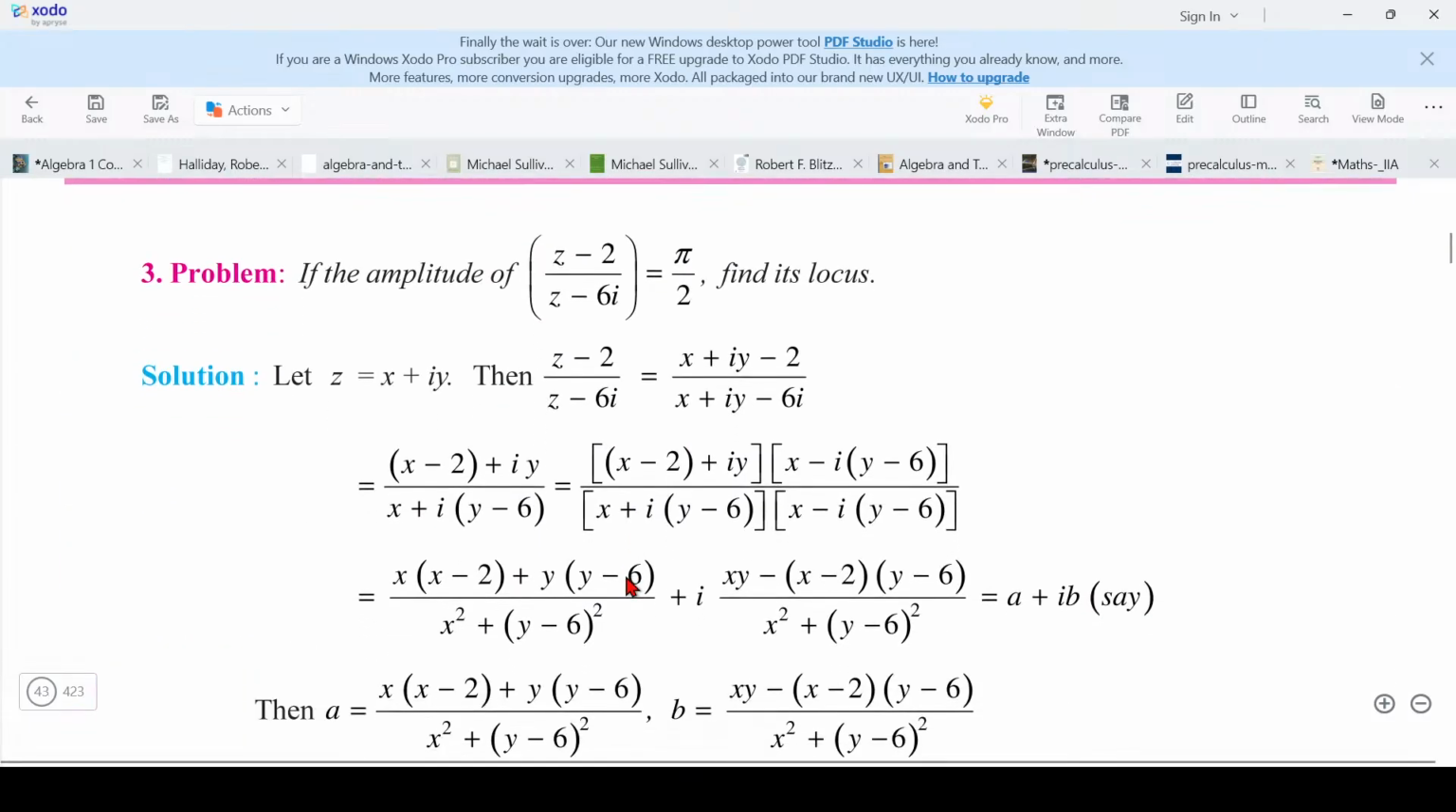Now, if the amplitude of this thing is pi by 2, here what we'll do, we'll assume z as x plus iy, okay, (x plus iy minus 2) by (x plus iy minus 6i). This amplitude should be equal to 90 degrees, right?